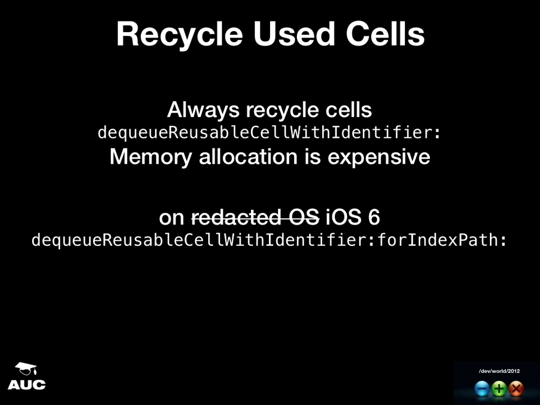The other thing is try not to reinitialize everything you've created during your cell creation process. I've seen people set up the frame of the views, the colors, the font, but they redo it again every single time a cell is asked from the table view. So that is also quite expensive. Basically, you want to make your cellForRowAtIndexPath as short and as quick as you can. All right. And I've also thrown in this new method there for iOS 6.